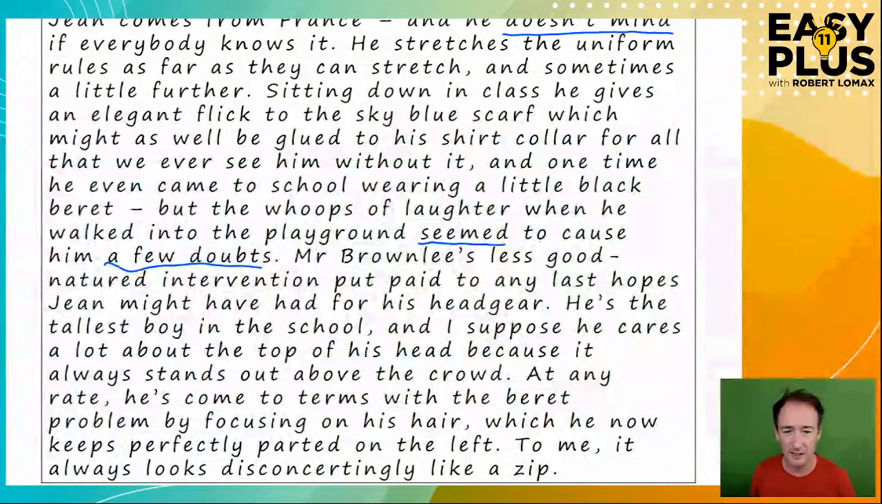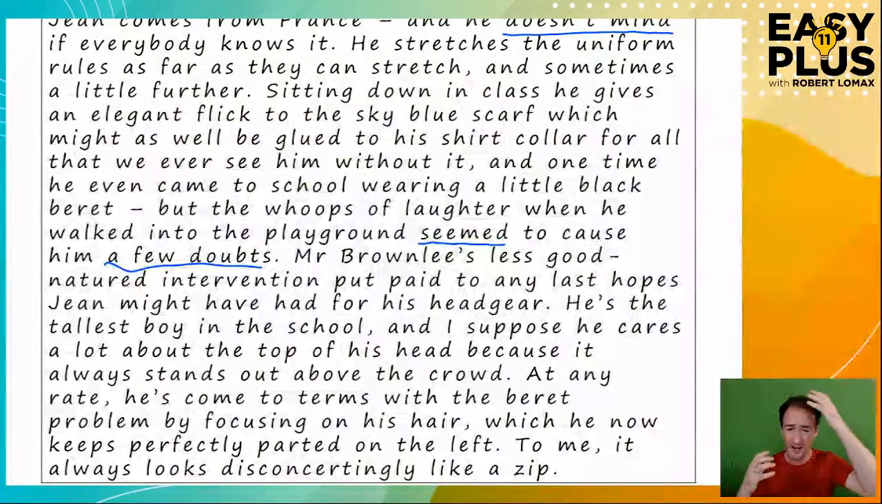And now we shift on to something a little bit different, apparently. He's the tallest boy in the school, so this seems to be a new development. And I suppose he cares a lot about the top of his head. We're still talking about headgear, because it always stands out above the crowd. At any rate, he's come to terms with the beret problem by focusing on his hair, which he now keeps perfectly parted on the left.